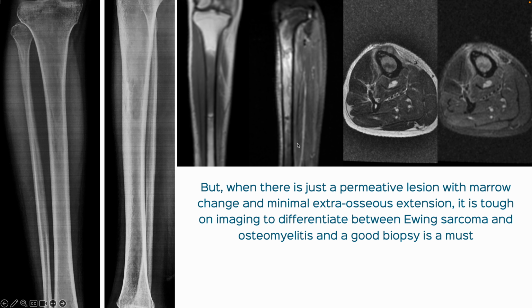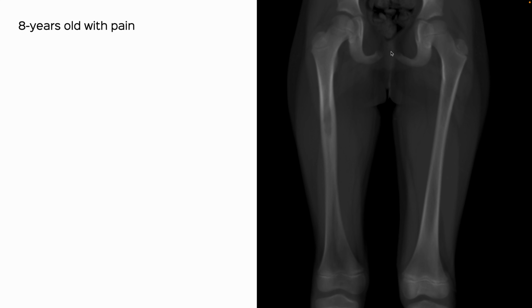The challenge is when you see something like this permeative lesion on the radiograph, ill-defined long segment lesion. So that's the lesion, that's the marrow edema, and you have some extraosseous spread. So is this osteomyelitis? Is this Ewing sarcoma? Short of doing a good biopsy, there is no way to tell what this is. And you can't curette. You have to do a structured biopsy to figure out what is going on.